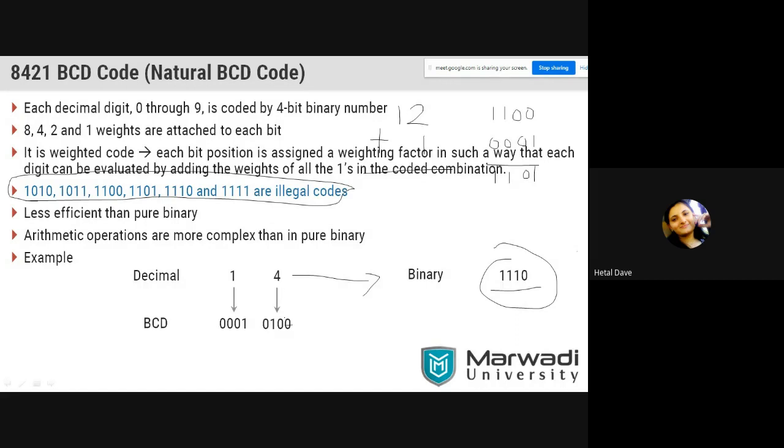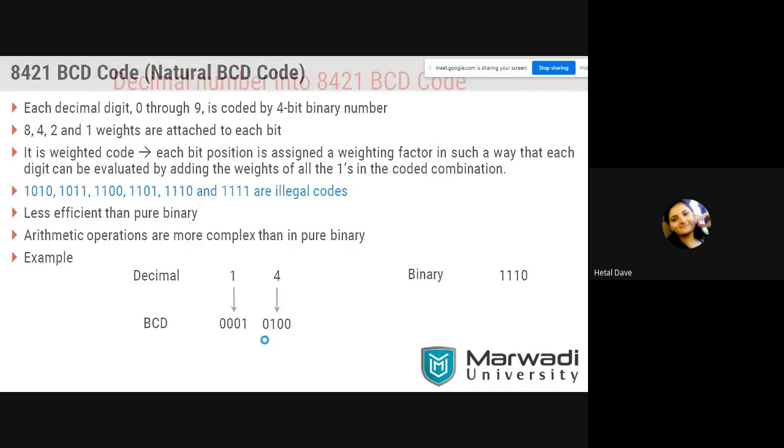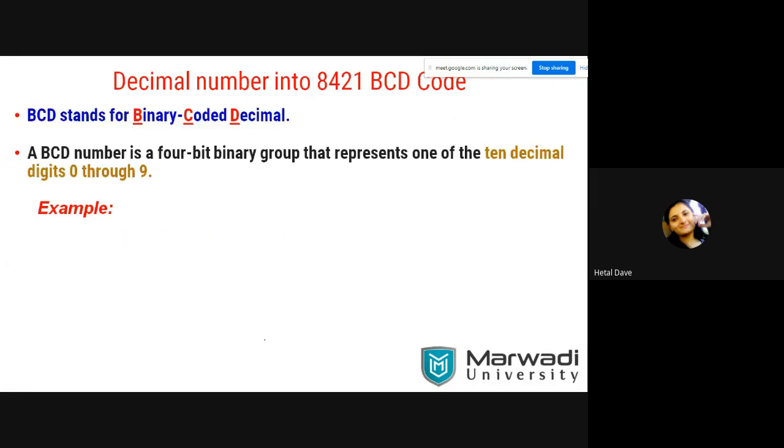Each digit will be considered separately. So here it is 00010100. BCD stands for, as I already told you, binary coded decimal. B, C and D are taken from there. It is a 4-bit number.